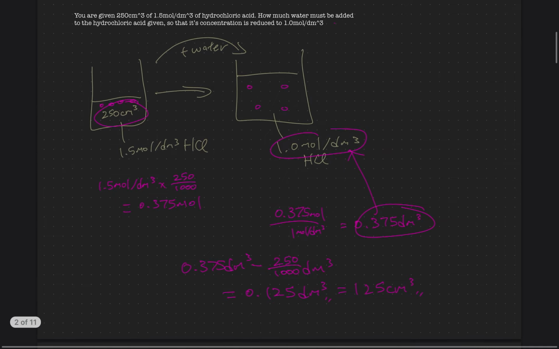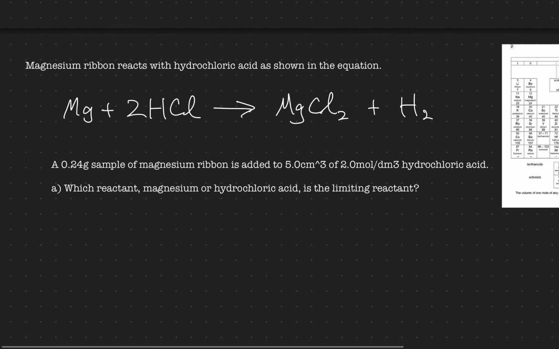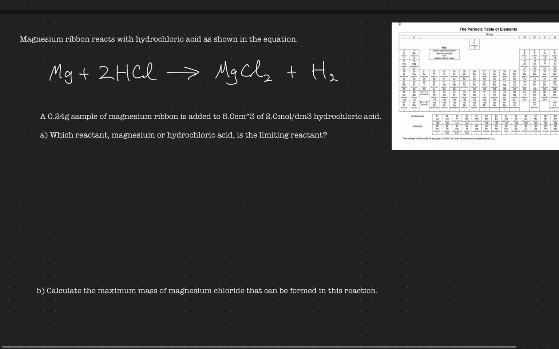Alright, next question. Magnesium ribbon reacts with hydrochloric acid as shown in the equation. A 0.24 gram sample of magnesium ribbon is added to 5 cm³ of 2.0 mole per dm³ hydrochloric acid. Which reactant, magnesium or hydrochloric acid, is the limiting reactant?